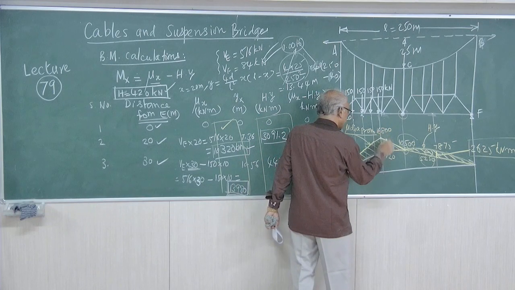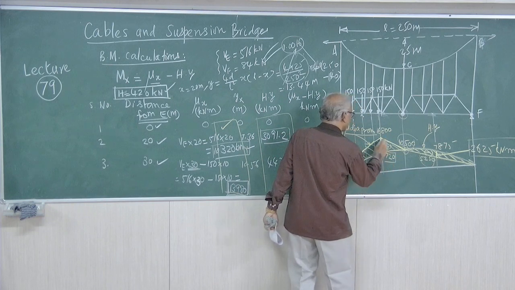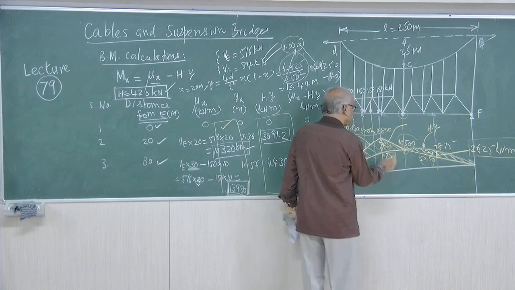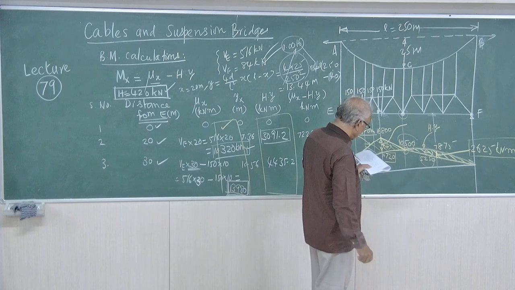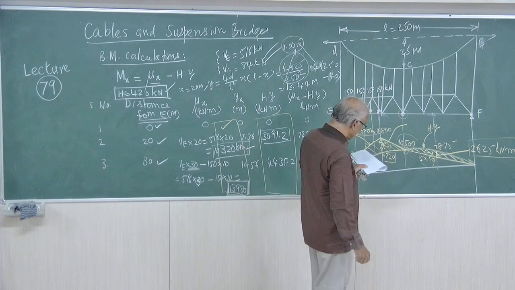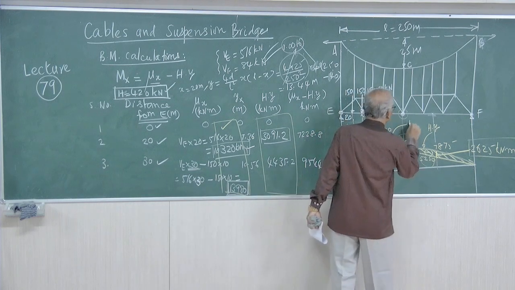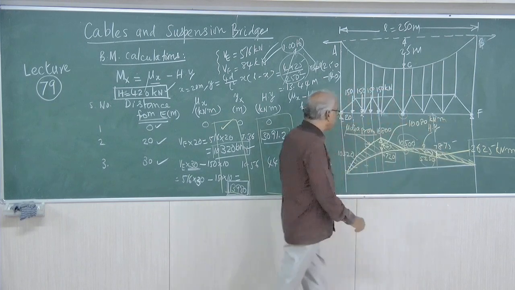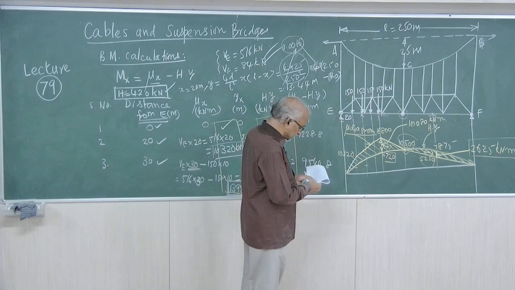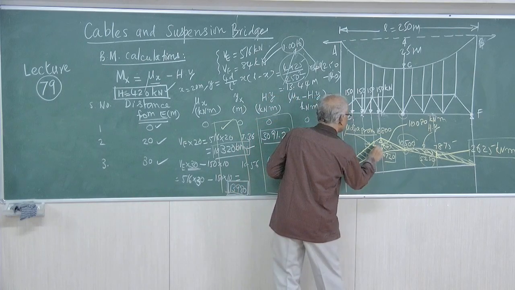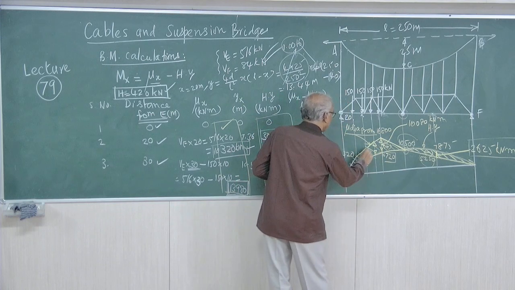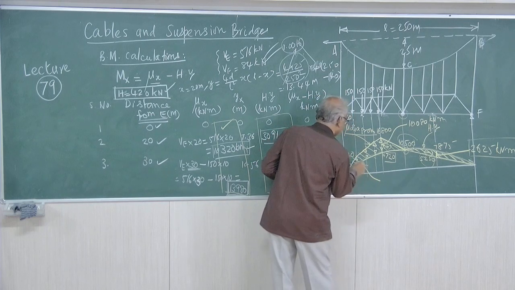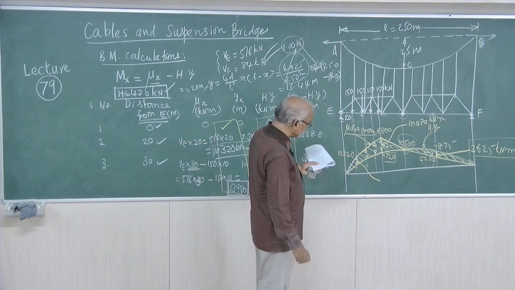This is Mu x. H into y is 6720. The net bending moment, which will be available in the last column, will be say 10,080 kilonewton meter. Similarly, this will be 10,495 point something. Similarly, for 30 meters or 20 meters. For example, at 20 meters, the net ordinate will be 7228.8.